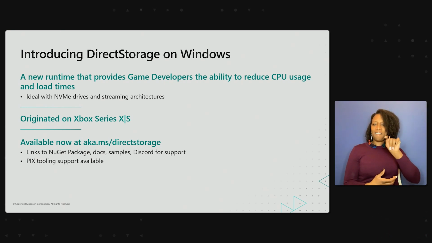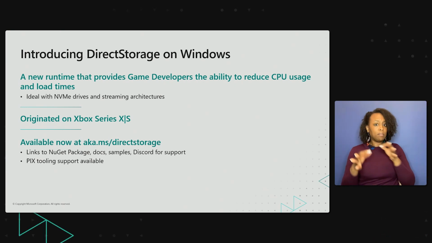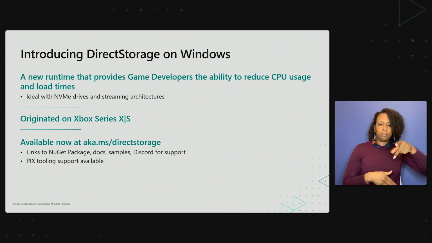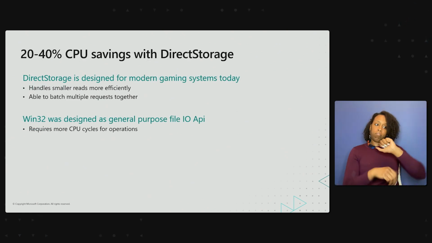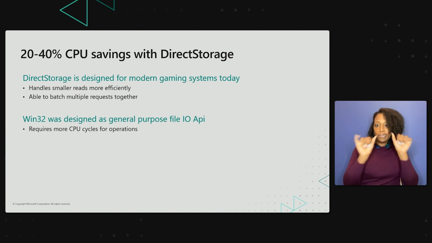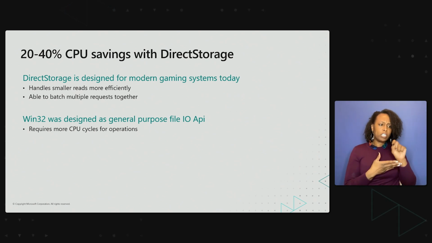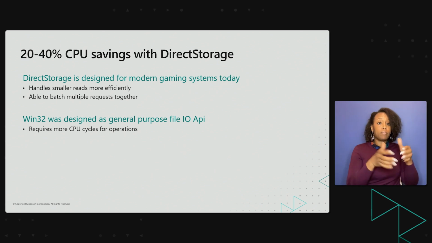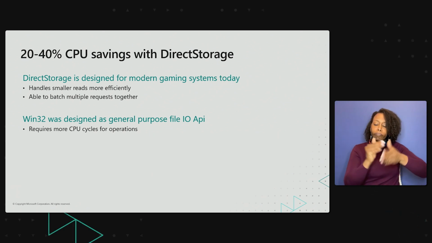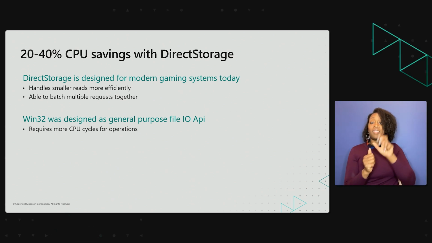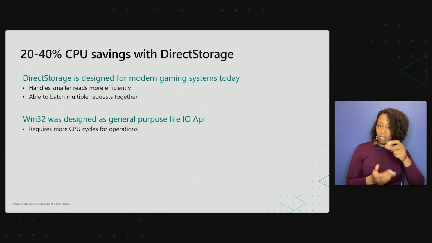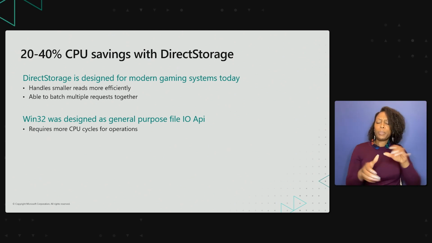Now, I've told you what Direct Storage is. Let's talk about that CPU reduction that I referred to. Direct Storage is designed for modern gaming systems. It handles smaller reads really efficiently, and you can batch things together to get more work done. When fully integrated with your title, Direct Storage with an NVMe SSD on Windows 11 reduces the CPU overhead in a game by 20 to 40%.